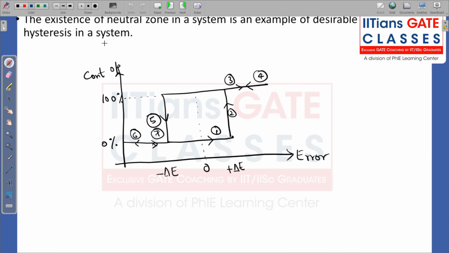Now over here we have this neutral zone. It is actually a desirable hysteresis. Now what do we mean by hysteresis? Hysteresis is the deviation in the input output characteristics of a system while loading and unloading.